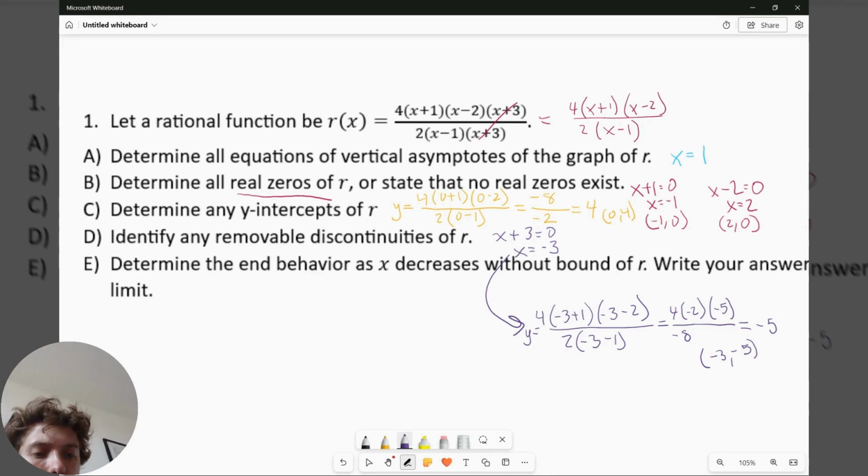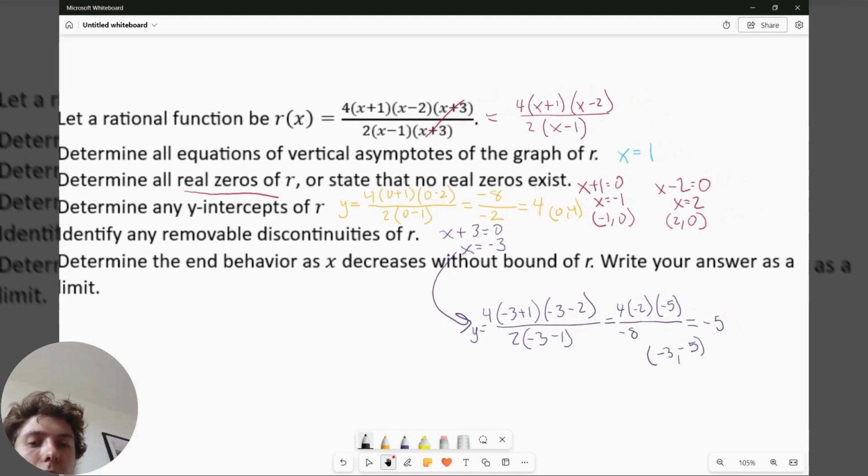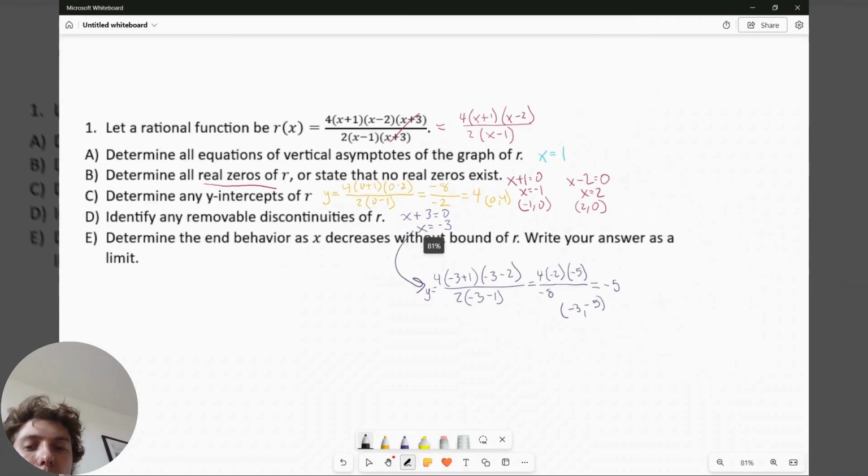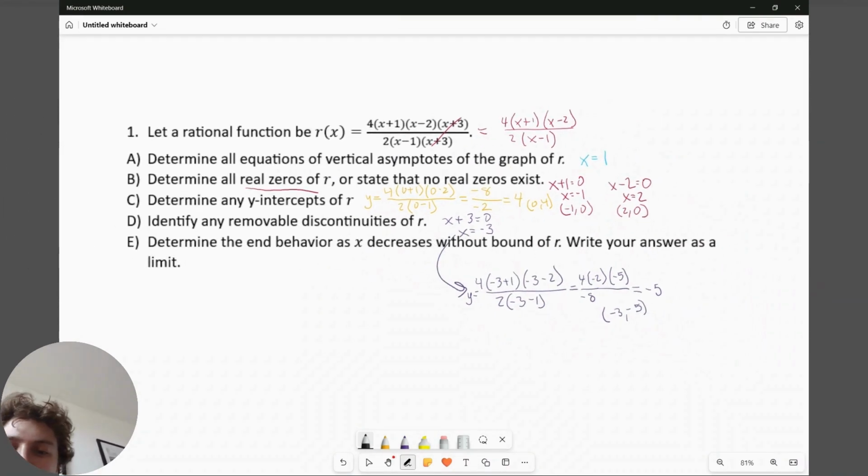Okay. Once we have that, now we can look at part E. E just says determine the end behavior as x decreases without bound. Make sure you write it as a limit statement. So we know that we'd have the limit of x decreasing without bound. Remember, without bound is just infinity. Since it's decreasing as well, that's going to be -infinity. Of our function r of x, what should that be equal to?